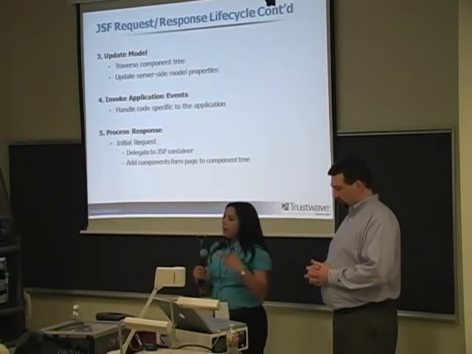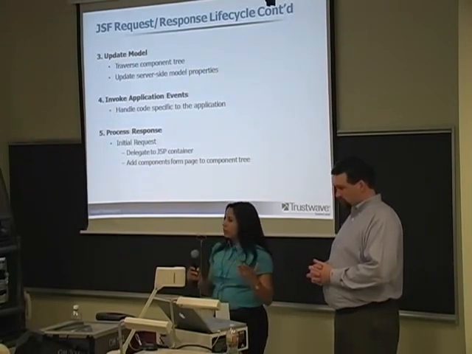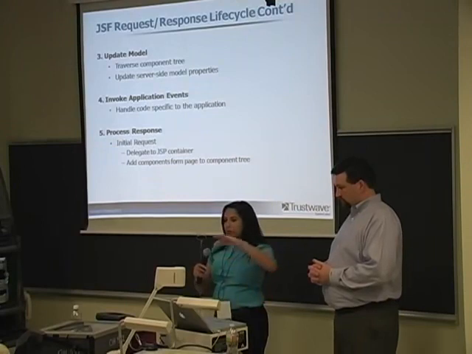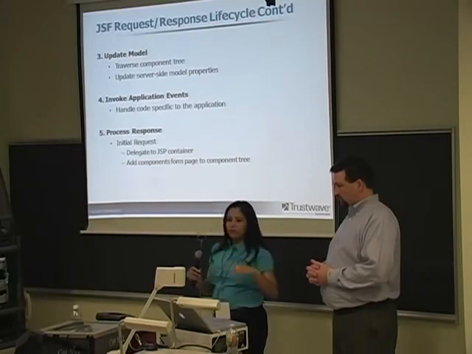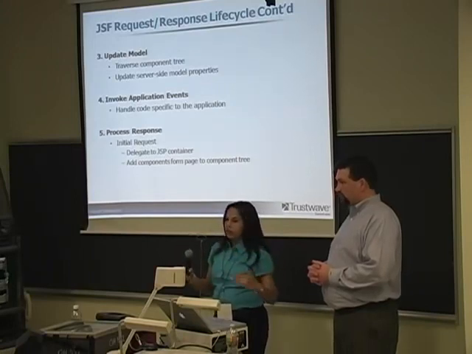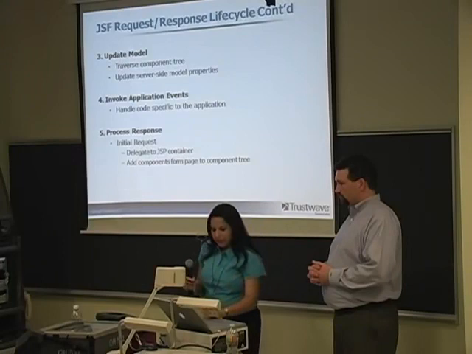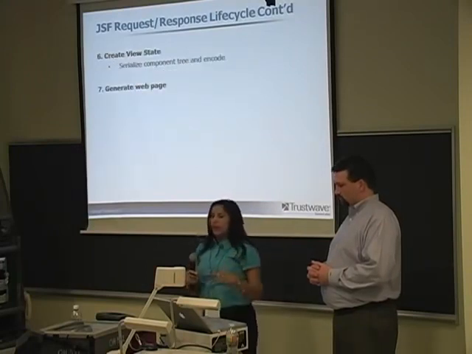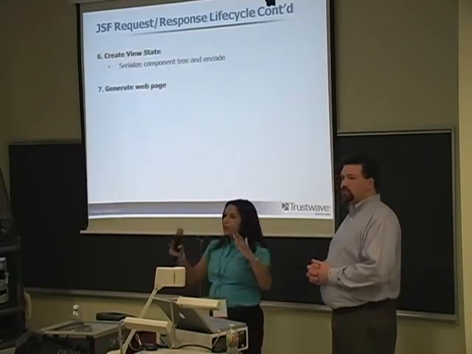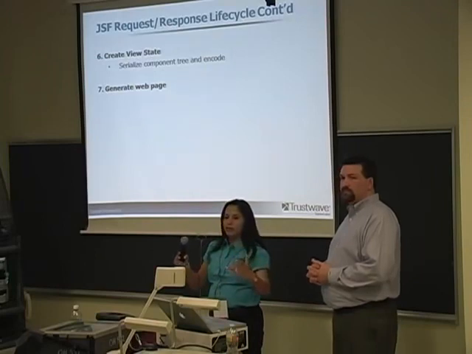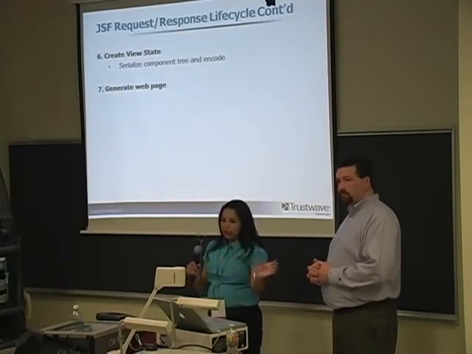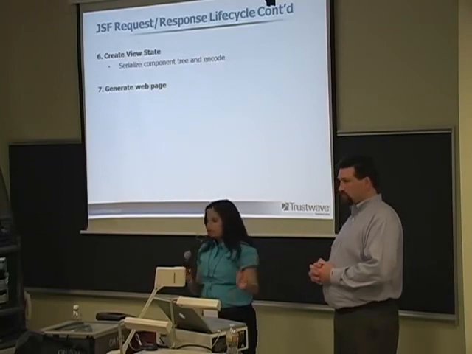So again, if there was an initial request, there wasn't a view state. So you go to the JSP container, the JSP page, and you add the components from the page to the tree. So you kind of create an initial tree from that. In the next step, you're ready to create the view state. You've got an updated component hierarchy with updated values. You're ready to serialize this component tree, and you generate the web page.